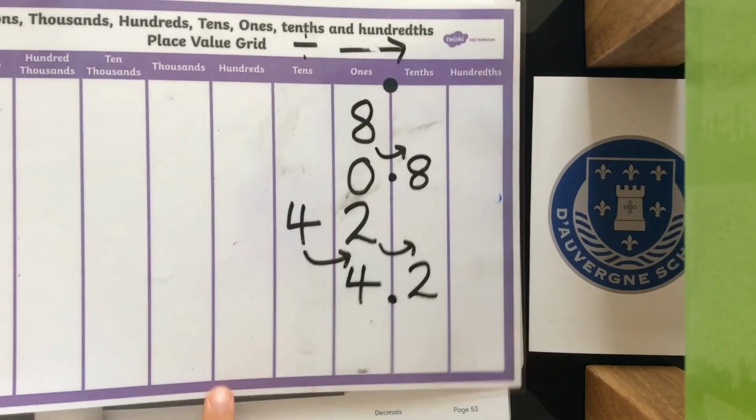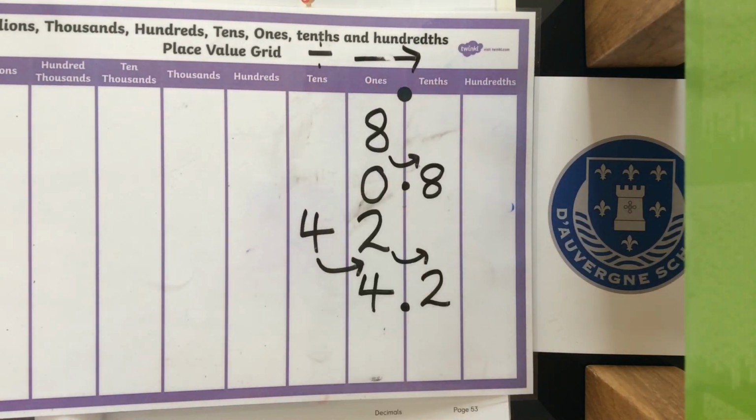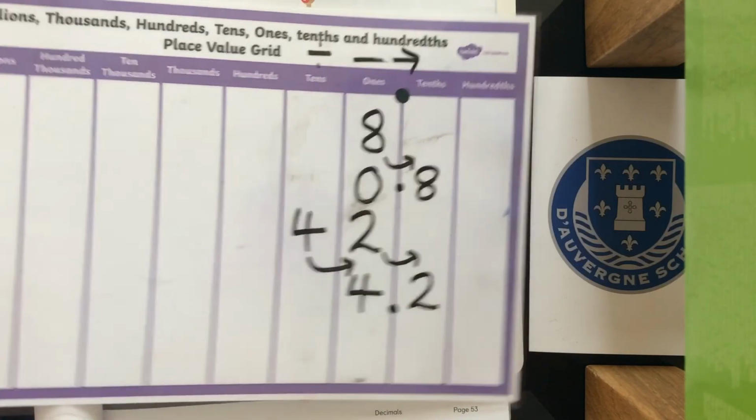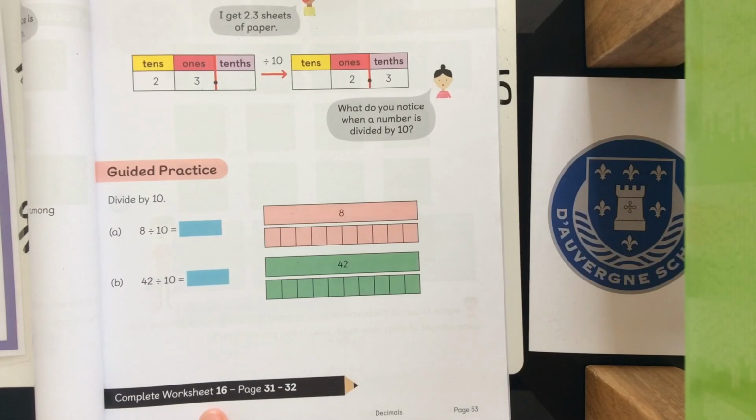Okay, this is really handy. If you haven't got one printed out, you know how to draw your place value grid on a piece of paper. So now it's your turn to complete worksheet number 16, pages 31 and 32.